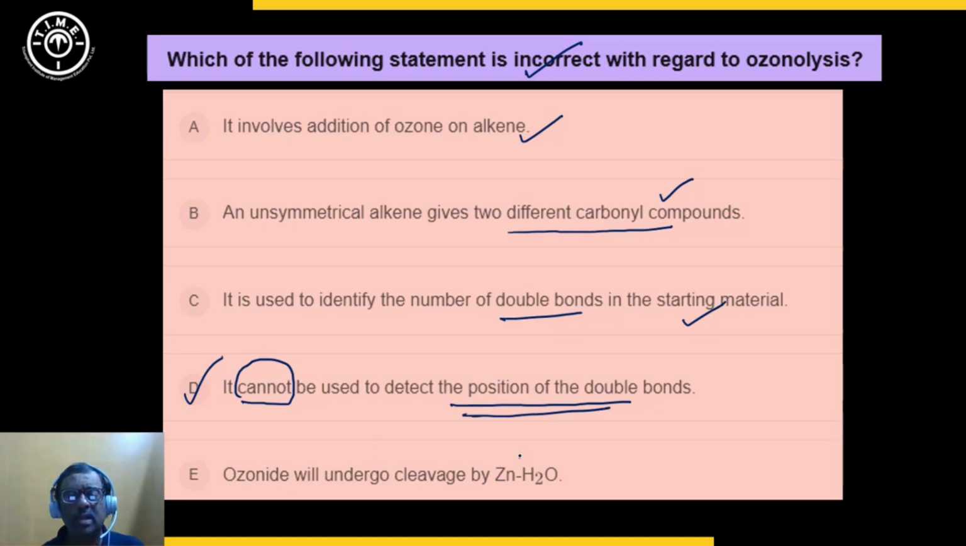Ozonide will undergo cleavage by zinc water. Yes, this is ozonide formation followed by what? Lysis. That is how it becomes ozonolysis. Clear? So option D is the correct answer, which is the incorrect statement.